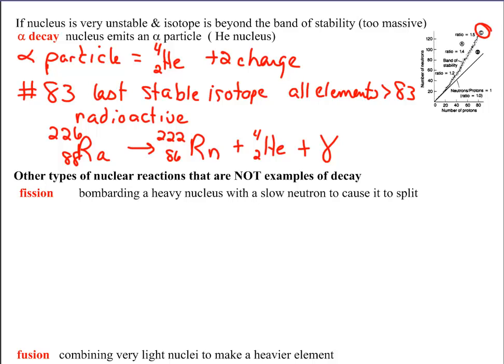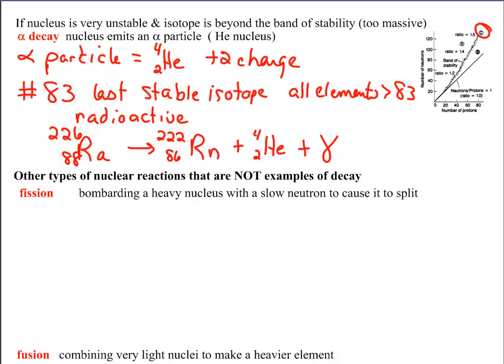Those are the 3 naturally occurring types of radioactive decay. The other 2 types of nuclear reactions we're going to look at are not decay reactions. One of them is not naturally occurring, and that's fission. Fission is a man-made process that's very different from decay.